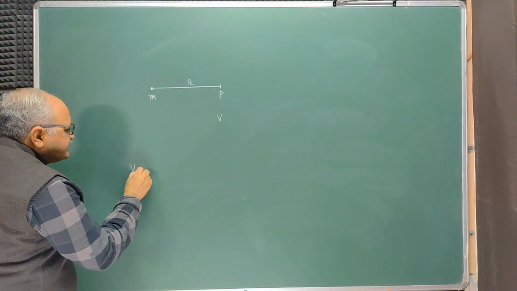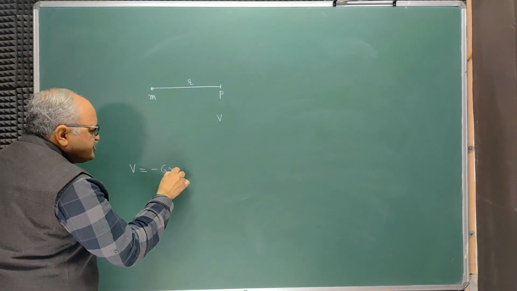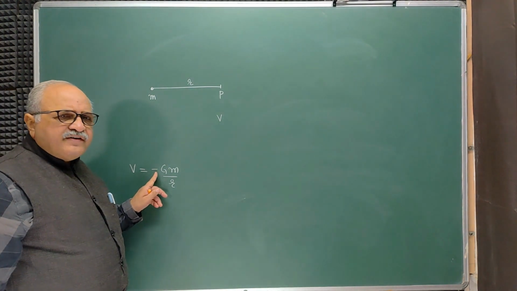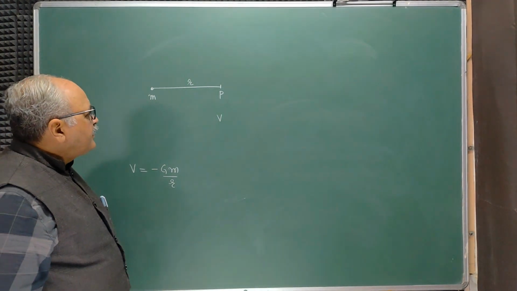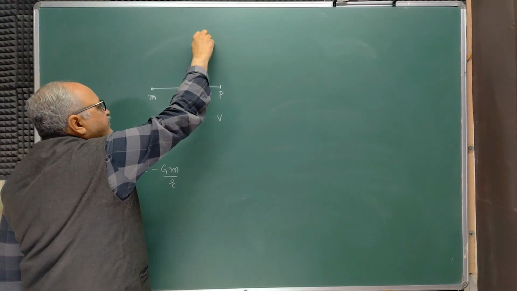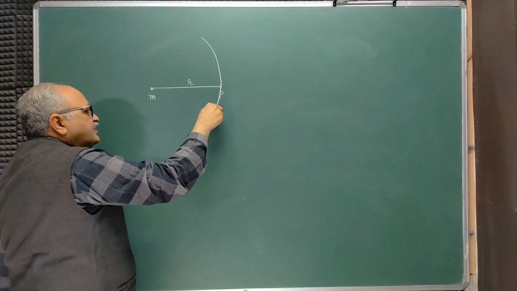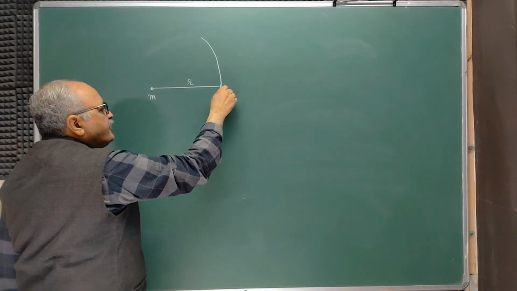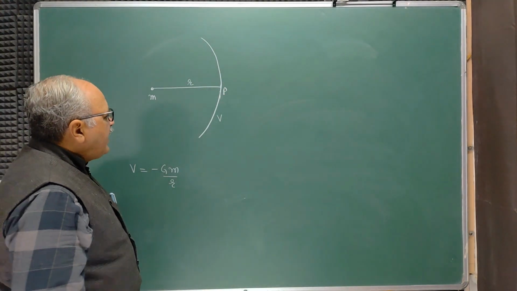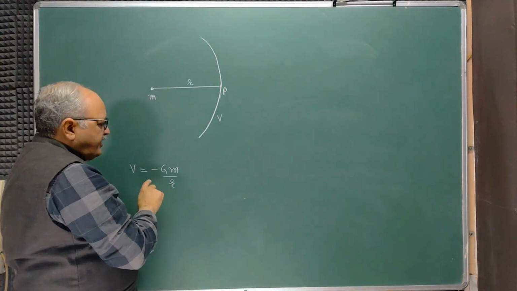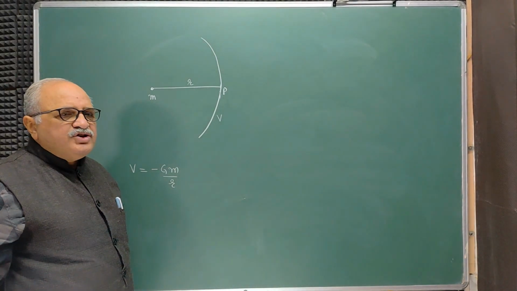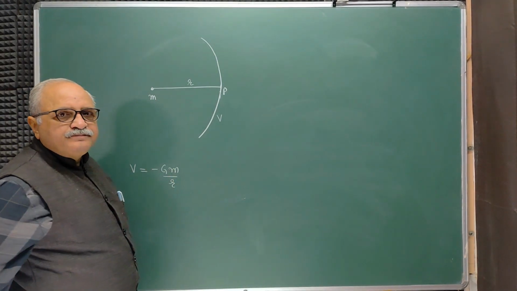The value V is given by the formula minus Gm by R. The negative sign is because of the attractive nature of the mass m. In fact, it is not only at this particular point. If I try to construct a spherical surface such that the point P is on the surface, everywhere we have the same potential. So we call this the equipotential surface of the value V.